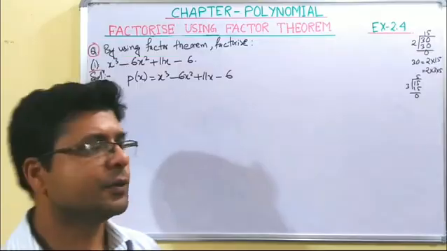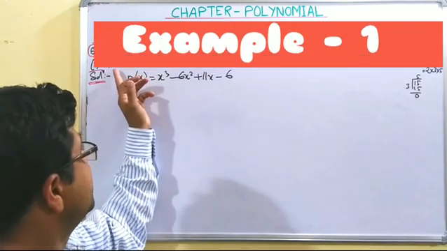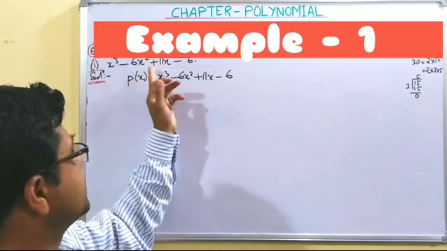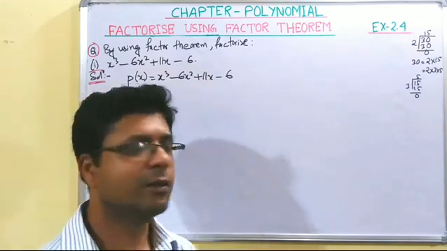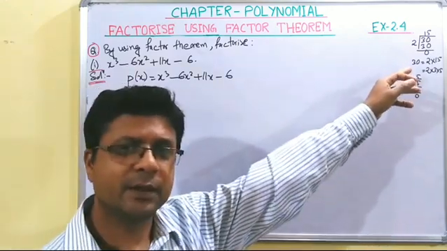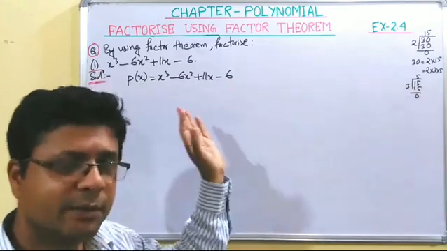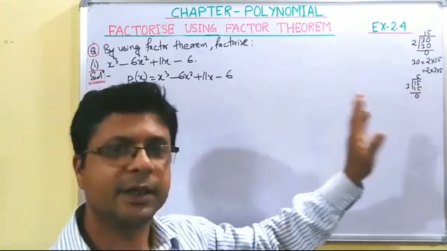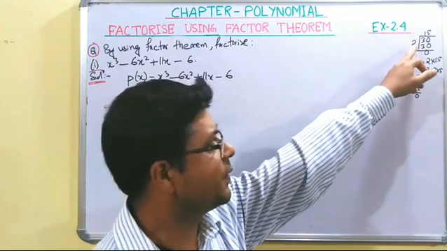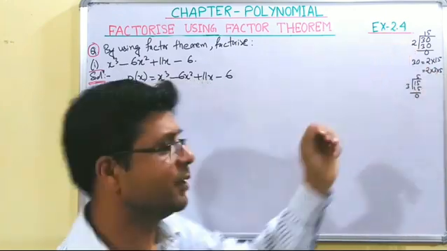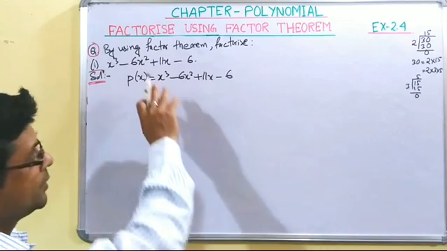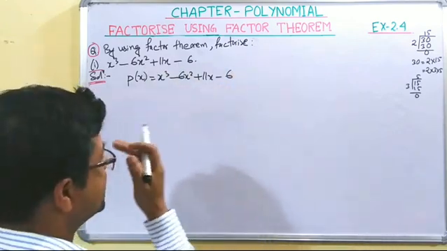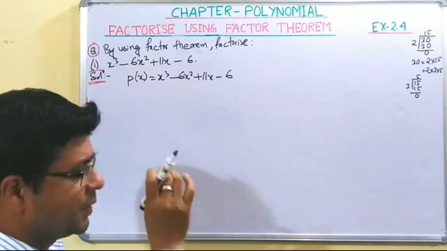Alright, we have taken a polynomial, x cube minus 6x square plus 11x minus 6. This is represented by p of x. We'll try the same way. I'll try to make the thing very easy so that everybody can understand. First, we will find the first factor. Here the question is using the factor theorem, so let us use the factor theorem.